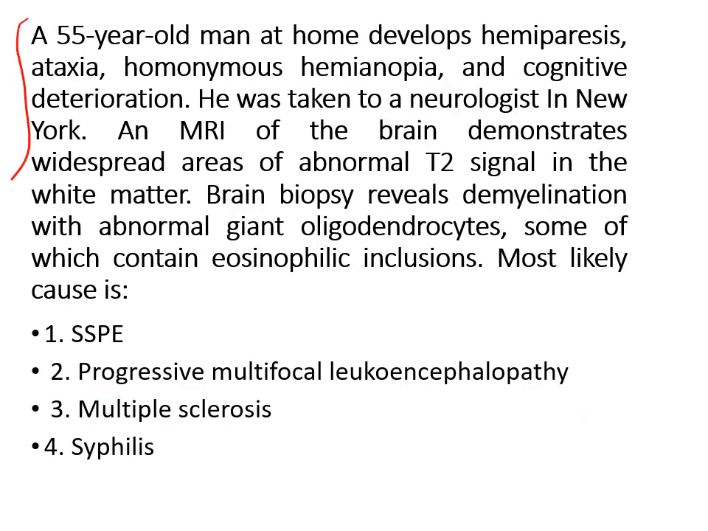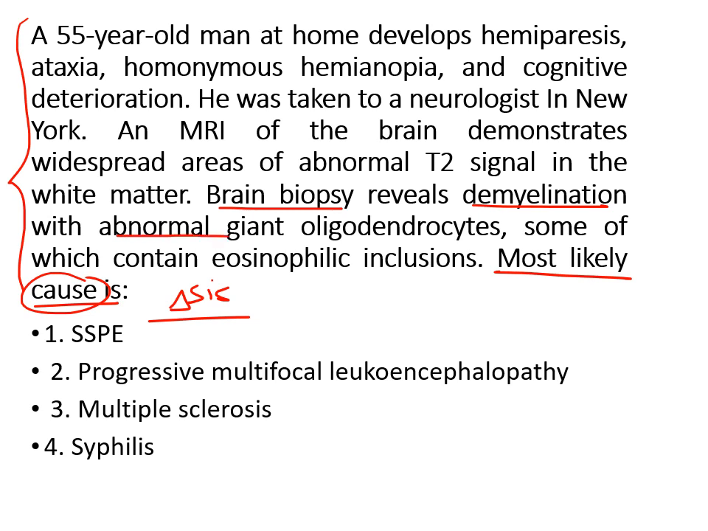Again, this is a really long question. As we said, start from the last line: most likely cause is. So you know that the examiner is trying to ask the diagnosis, no complication or anything. Second last line: brain biopsy reveals demyelination with abnormal giant oligodendrocytes, some of which contain eosinophilic inclusions. So the catch points are demyelination, abnormal giant oligodendrocytes and eosinophilic inclusions.